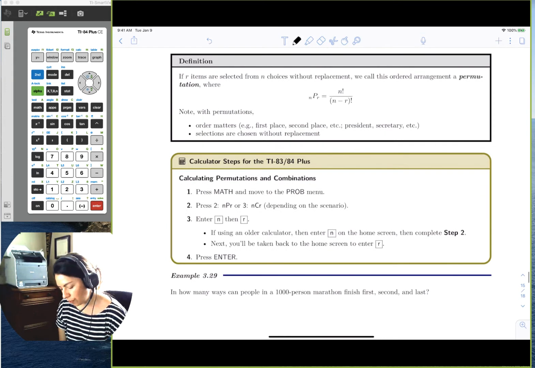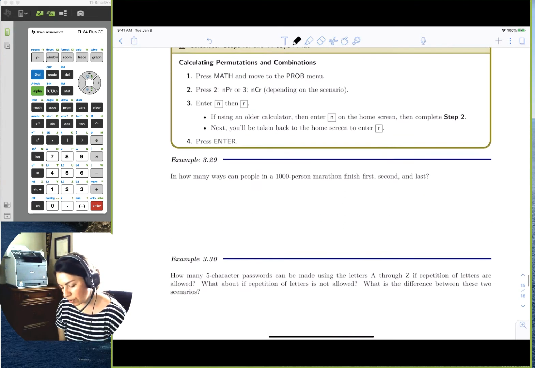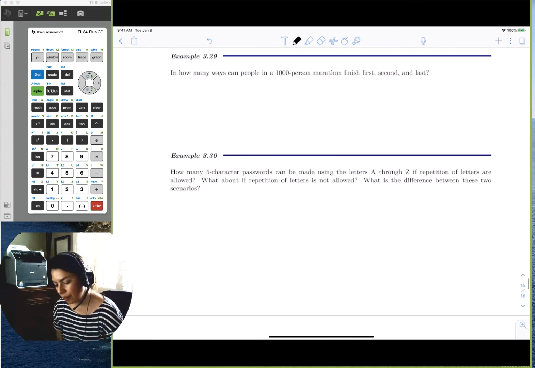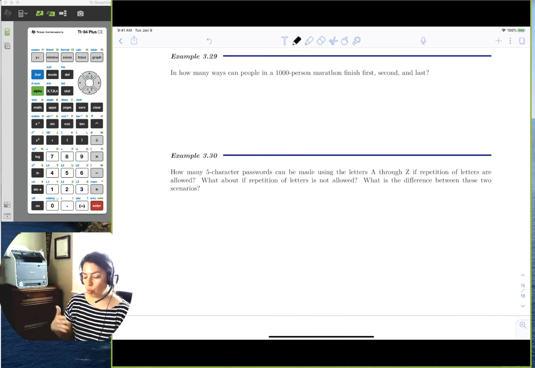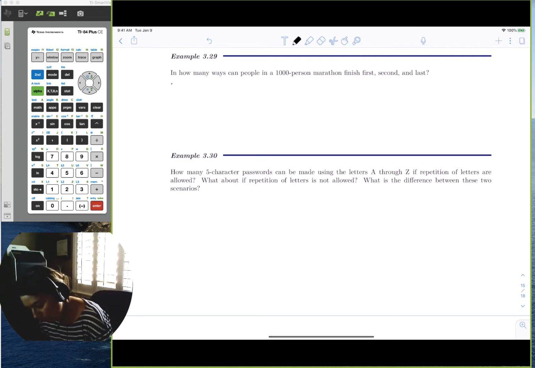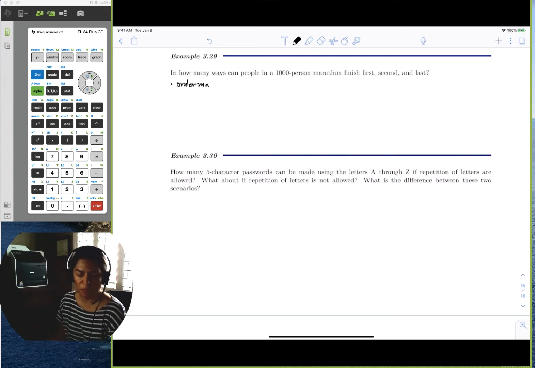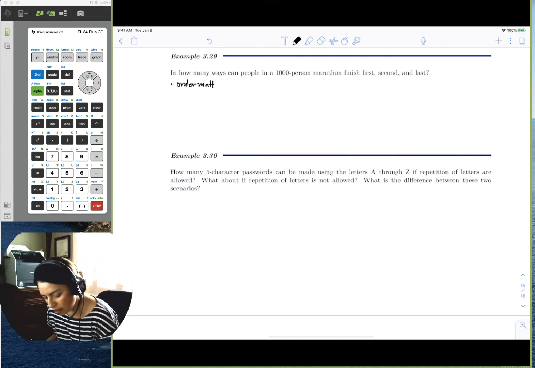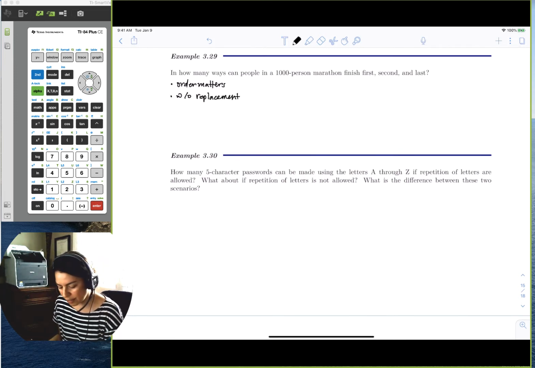Okay, so now let's go to an example. In how many ways can people in a 1,000 person marathon finish first, second, and last? So the first thing we want to know is that order matters, right? Someone who is third or last is not going to be happy with being first. So order matters, and without replacement, because once someone is first, they don't get to be last, right?